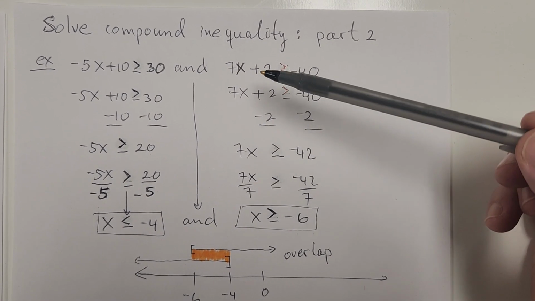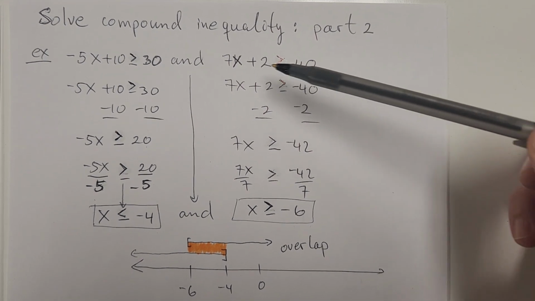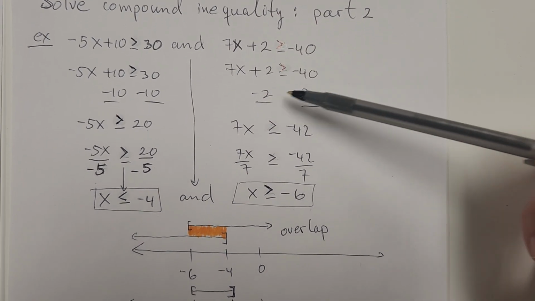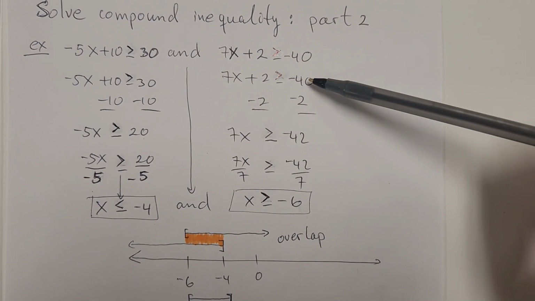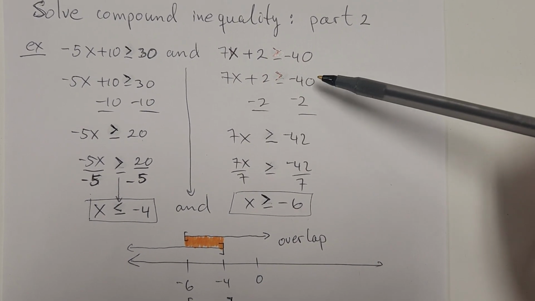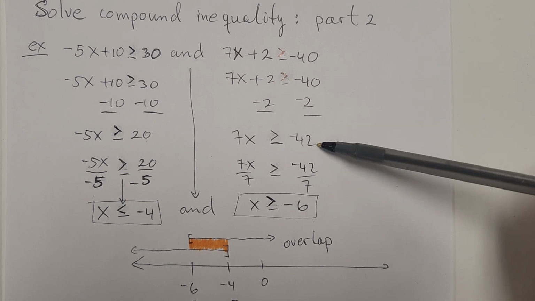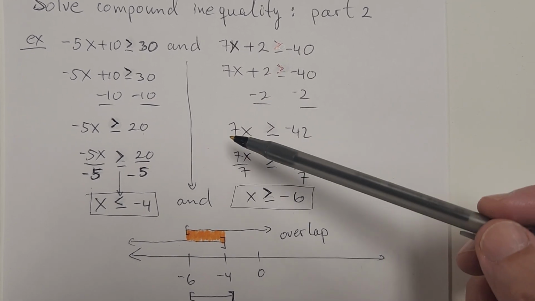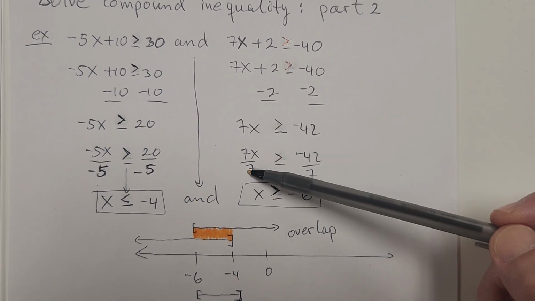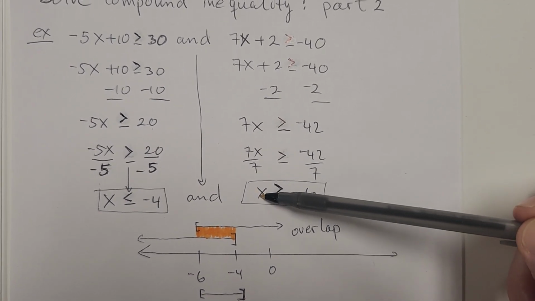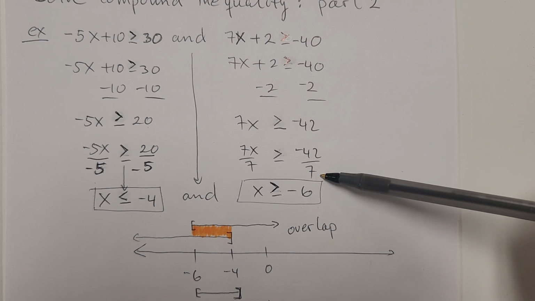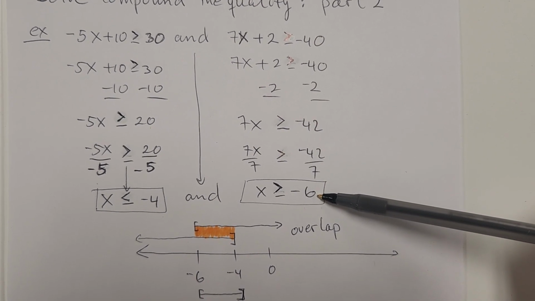Same thing. I want to move the 2 over. Since this is plus, I'm going to subtract 2. So bring down the 7x. This 2 goes away. Negative 40 minus 2 gives me negative 42. I want x to be by itself, so divide by 7 on both sides. The 7 goes away, so I just have x. Negative 42 divided by 7 gives me negative 6.